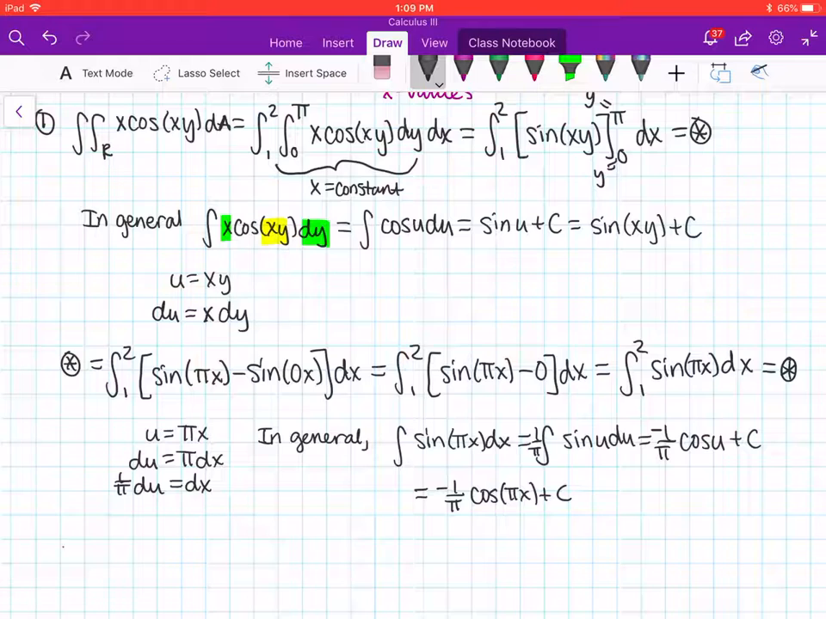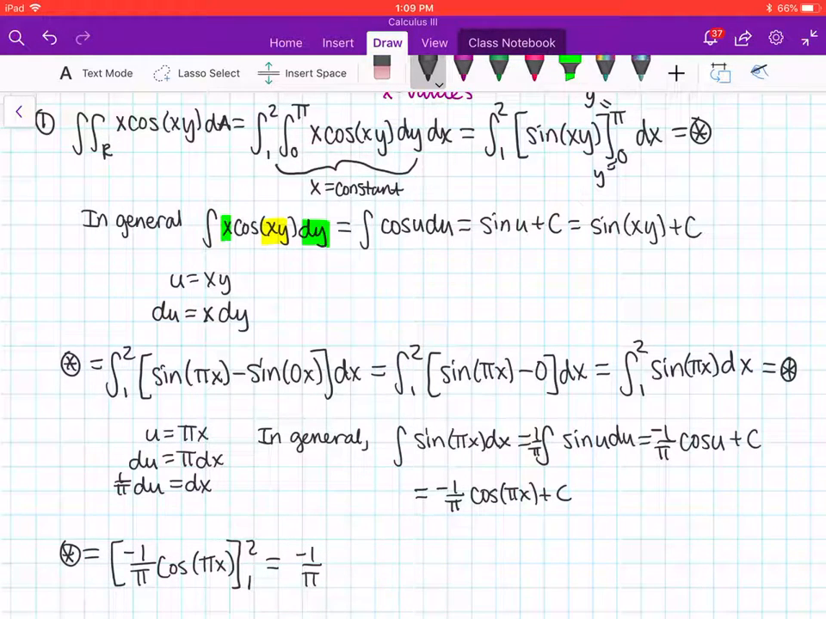We're going to continue on down here. And we know what the antiderivative is. It's negative 1 over pi cosine of pi x, but now we have to evaluate it from 1 to 2. So first we're going to substitute in 2. And we get cosine of 2 pi. And then we have to subtract when we substitute in 1.